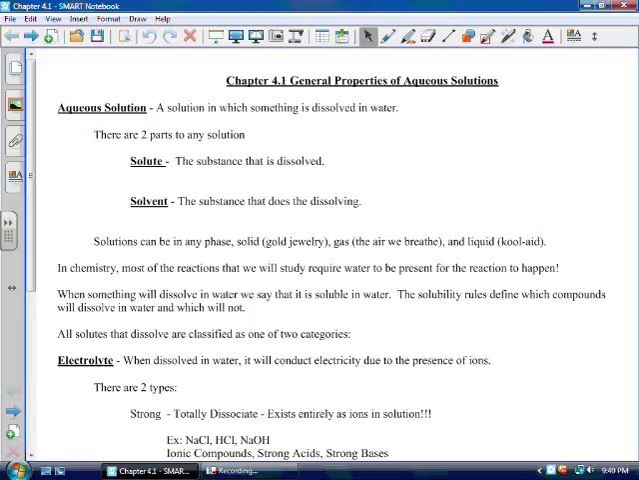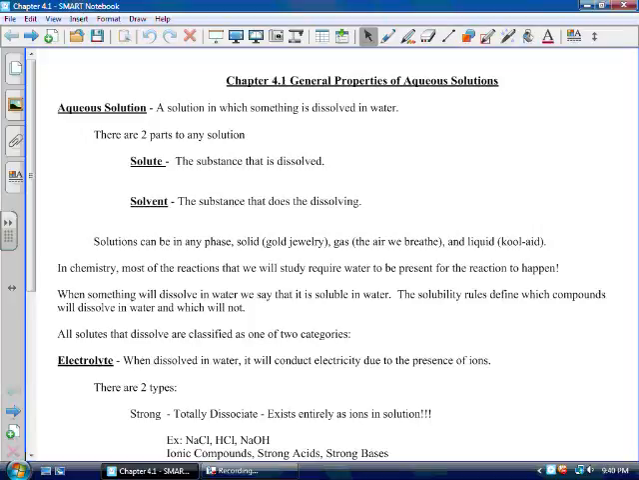The word aqueous comes from the Latin aqua, which means water. So an aqueous solution is a solution in which something is dissolved in water. And there are two parts to every solution. The solute is the substance that is being dissolved. The solvent is the substance that is doing the dissolving.